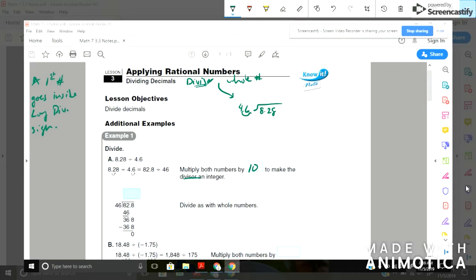And now my outside number, my divisor, would be 46. And if I move my decimal one spot in the divisor, you probably guessed it, you also have to move it one spot in the dividend, or in other words, multiply by 10. So this would become 82.8. Okay, and you'll see that that's what they did right here. They moved their decimal one spot in each number, in other words, multiplying it by 10 to make the divisor, this outside number, into a whole number.